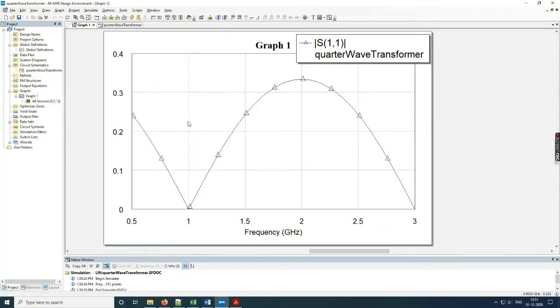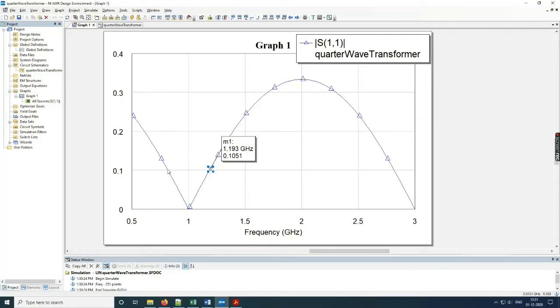So I'll just add a marker over here. What you can see is that from roughly about 809 megahertz to about 1.2 gigahertz, so that is roughly about 400 megahertz, it's giving you the bandwidth, or it's giving you the value of gamma that is below 0.1 for this frequency range.